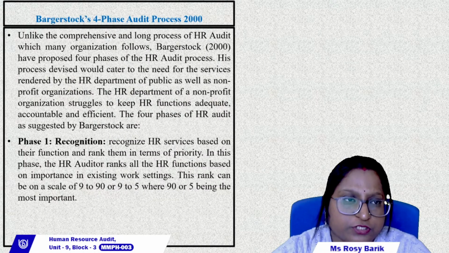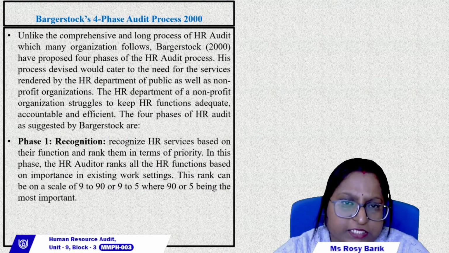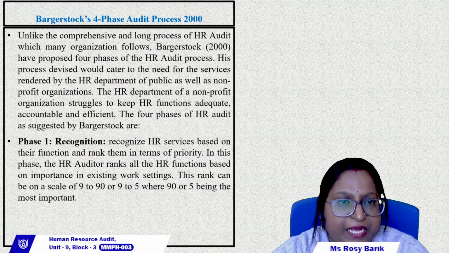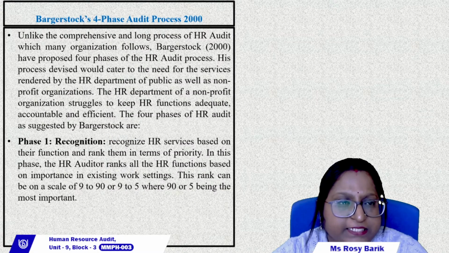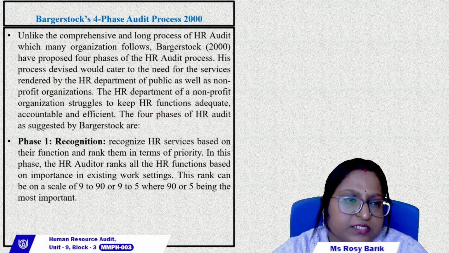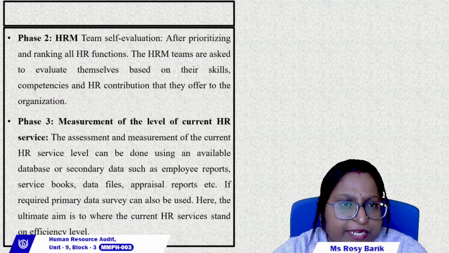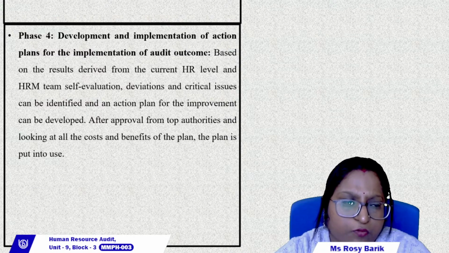Bargus Stock's 4-phase audit process 2000. Unlike the comprehensive and long process of HR audit which most organizations follow, Bargus Stock in 2000 proposed 4 phases of the HR audit process. This process was devised to cater to the need for the services rendered by the HR department of public as well as non-profit organizations. The HR department of a non-profit organization struggles to keep HR functions adequate, accountable, and efficient. The 4 phases are recognition, HRM team self-evaluation, measurement of the level of current HR service, then development and implementation of the action plan for implementation of the audit outcome.